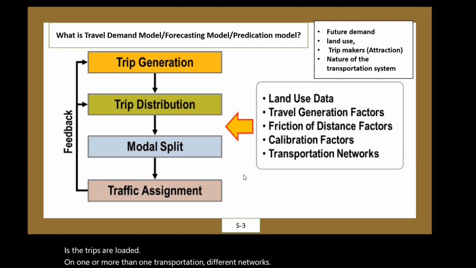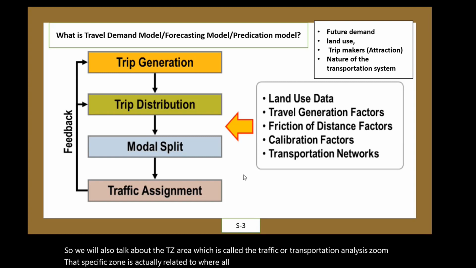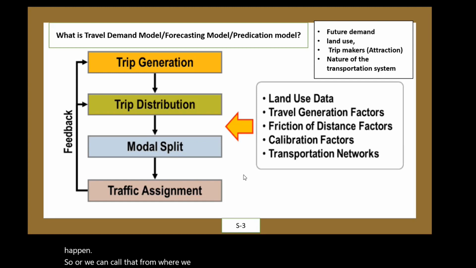We will also talk about the TAZ, which is called the traffic or transportation analysis zone. That specific zone is related to where all those activities such as origin and destination could happen. Or we can say it is where we select the origin or destination.